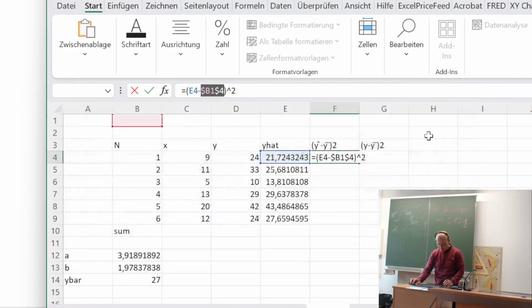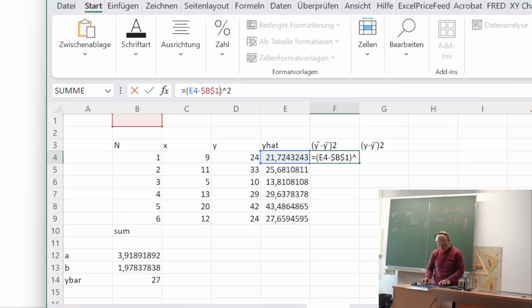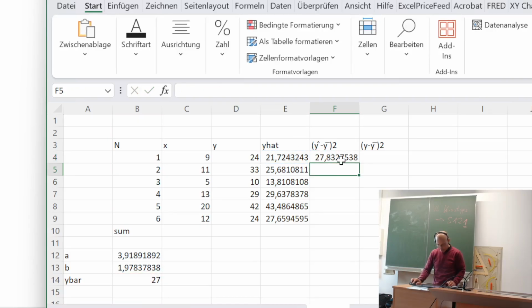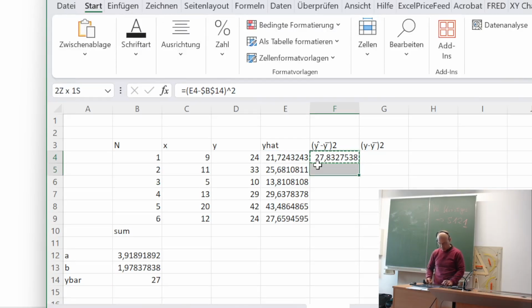Oop, there's something missing. What is missing? B. No, it's not B4, it has to be B27. Hopefully this is now okay. Let's click in here. No, not B27, B14. So now it should work. Yes. So these two values are now highlighted, and then we see that our formula is okay.